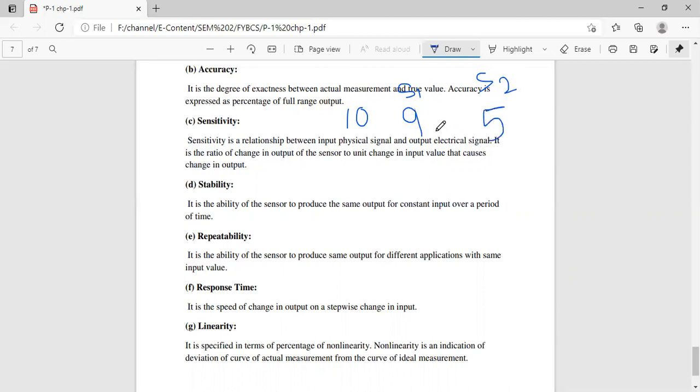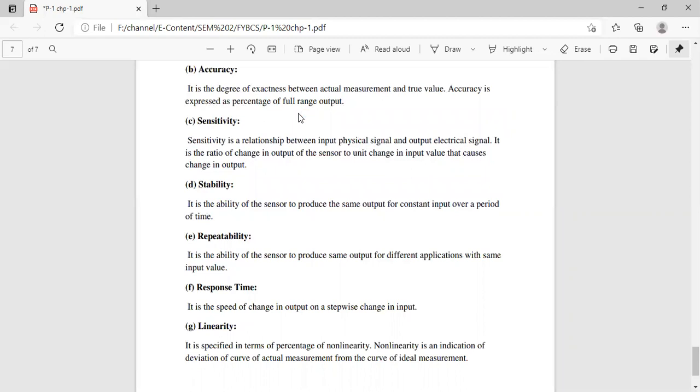Now which is closer? Okay, so exactness, where is the exactness in case of sensor 1? So we can say the accuracy of sensor 1 is more, and as the accuracy is more, the output of the sensor is going to be correct.